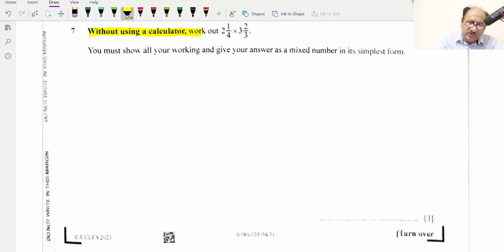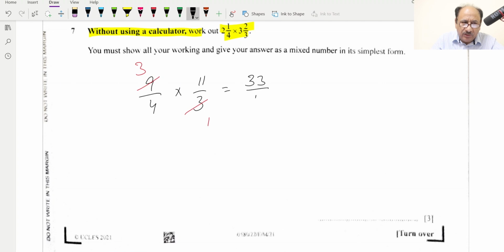Then work out without using a calculator. Work out this one. So we can multiply 4 into 2 will be 8, 8 plus 1 will be 9, so 9 by 4 multiplied by 3 3s are 9, 9 plus 2 will be 11, so 11 by 3. And now the cancellation part, 3 ones are 3, 3 threes are 9, and 3 into 11 will be 33 divided by 4. And they are saying you must show all your working and give your answer as a mixed number in its simplest form.